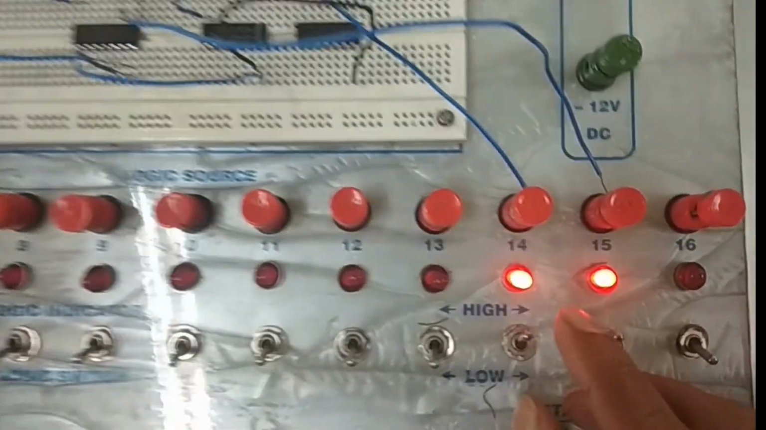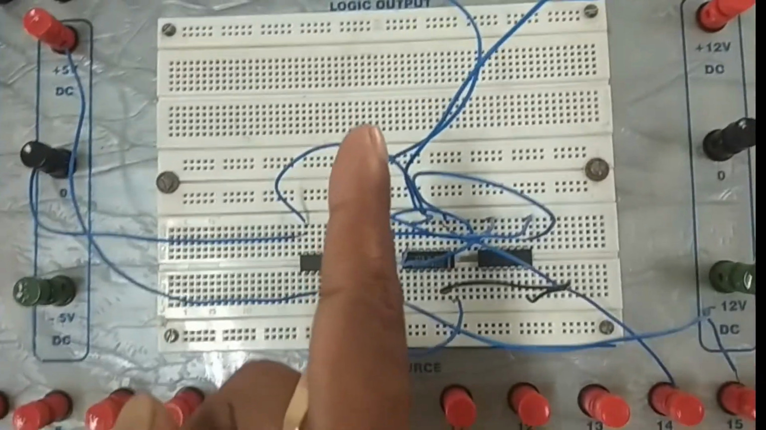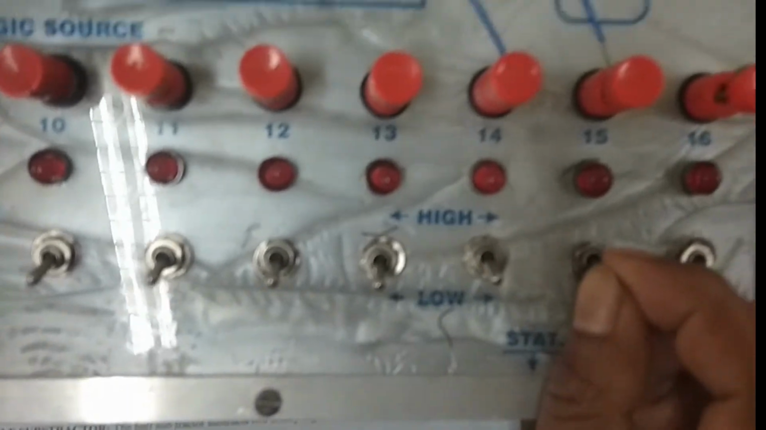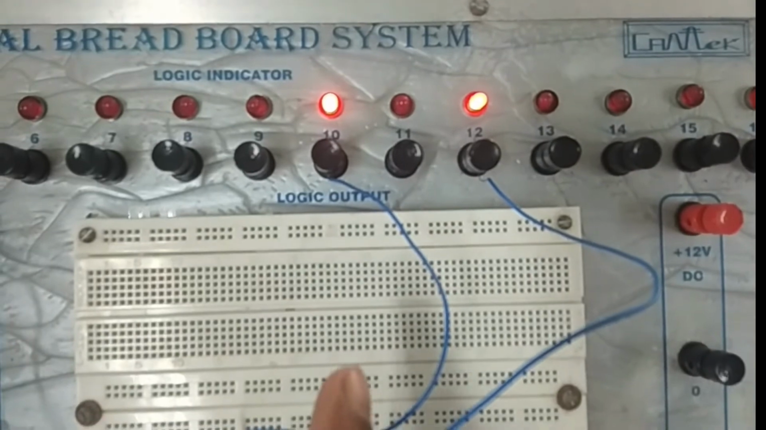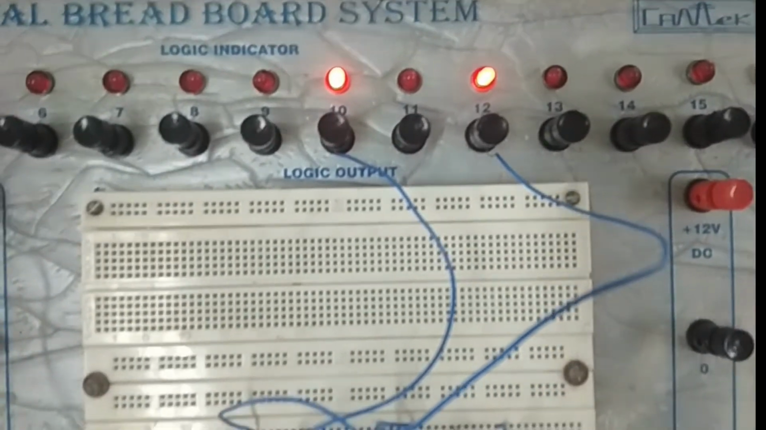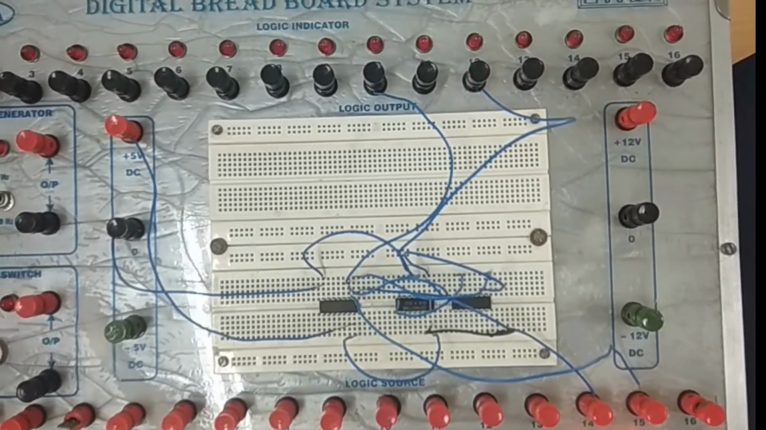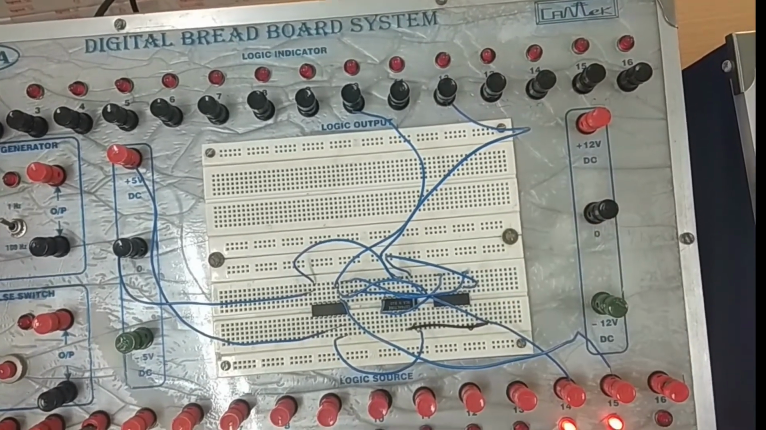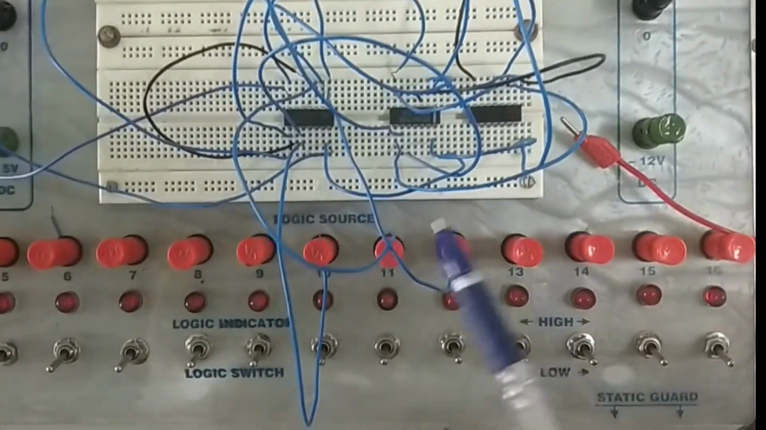You see, when both the inputs are 0, then output is also 0, okay. If inputs are 0 1, then output is 1 1, borrow is 1 and difference is also 1. If both the inputs are high, then borrow is 0 and difference is also 0. And this is the circuit diagram of half subtractor.